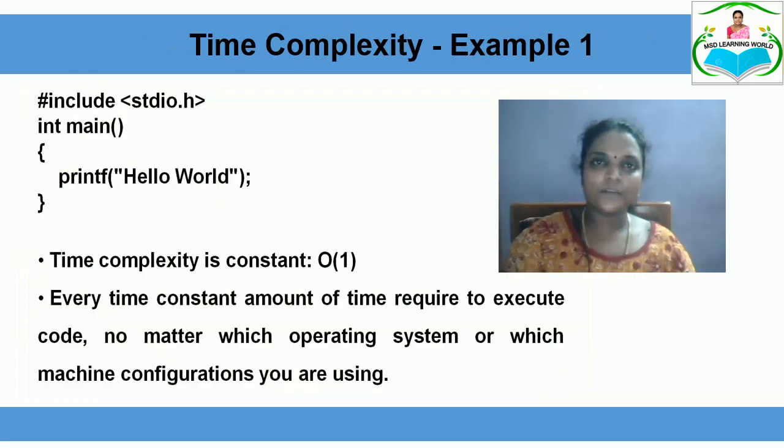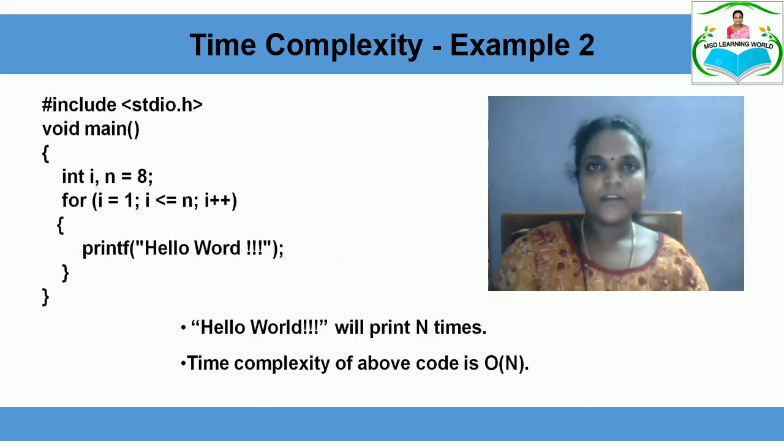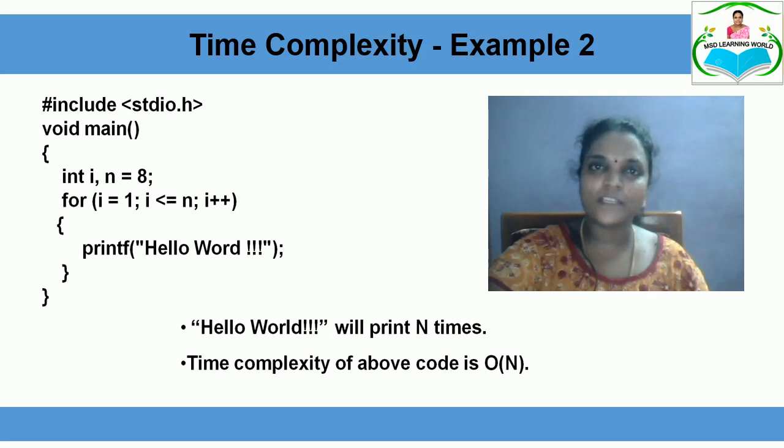Let us see some programming examples for finding the time complexity. When we take this code, it has a single printf statement printing hello world. So the time complexity of this program is order of 1, since it does not have any control structures. Here comes the next program, where the same hello world statement is printed n number of times, where n may be predefined or retrieved from the user at runtime. However, hello world is printed n number of times. So the time complexity is order of n.